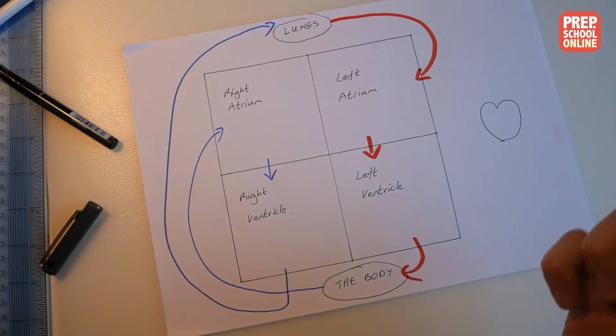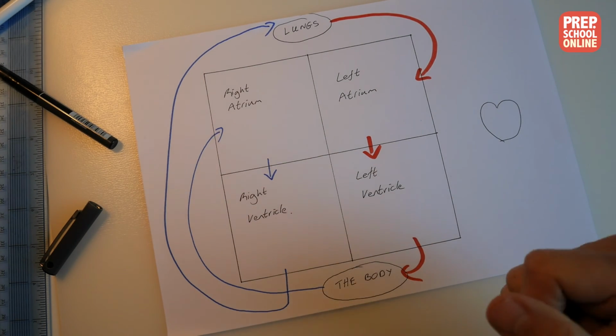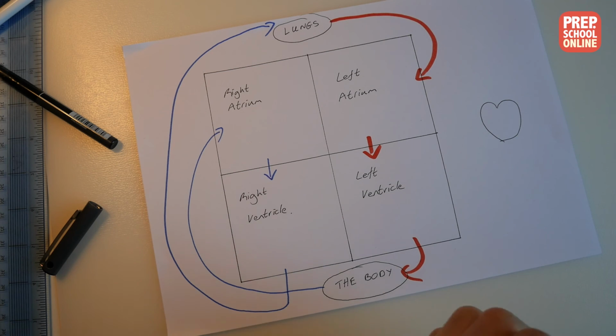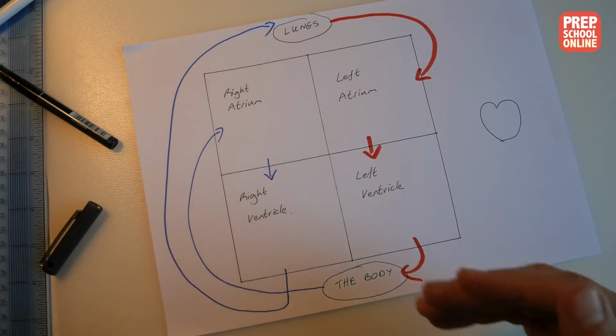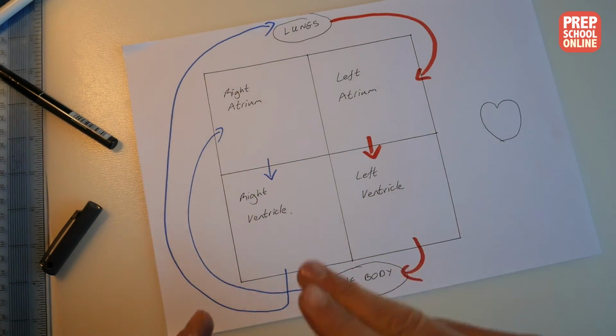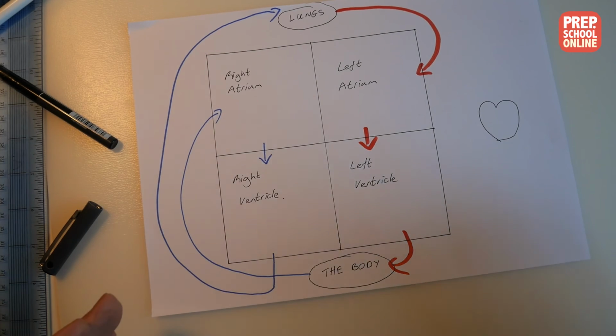So you've got this double function, this circle of flow whereby the lungs oxygenate, it goes back into the heart, the heart pumps it out to the body where it uses up the oxygen. It then goes back into the heart where it's pumped from the heart back to the lungs so that it can be re-oxygenated, and that circulatory process continues. And that is the heart in a box.